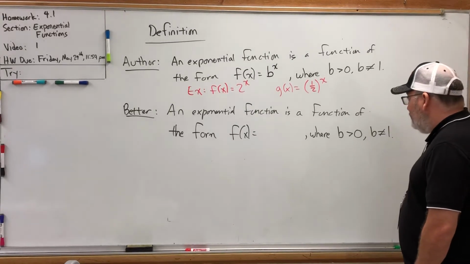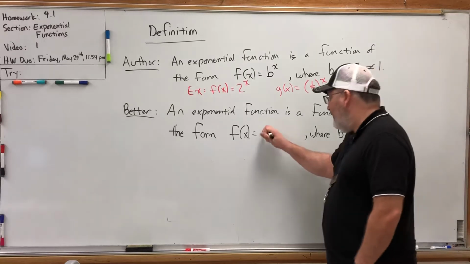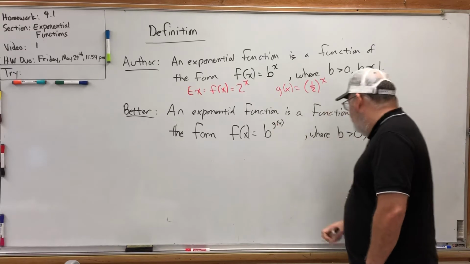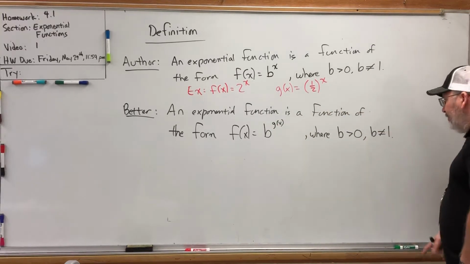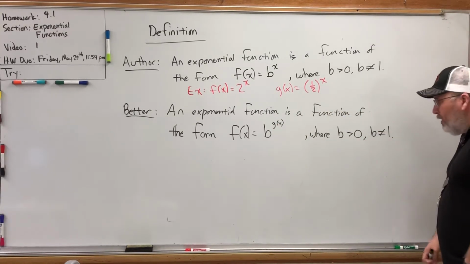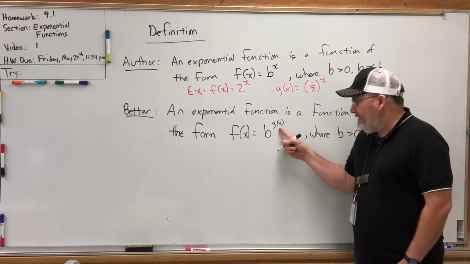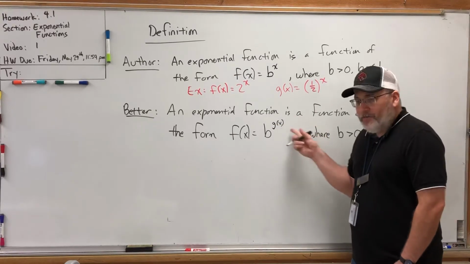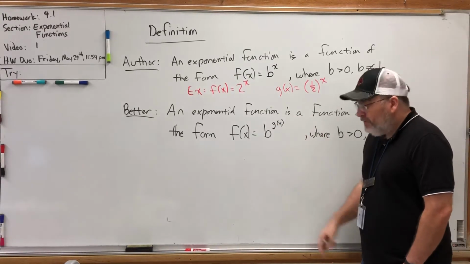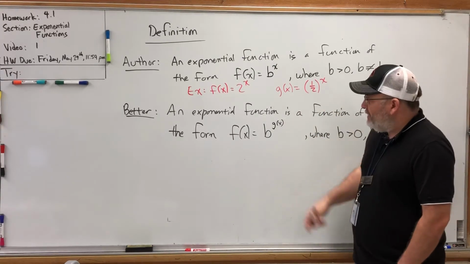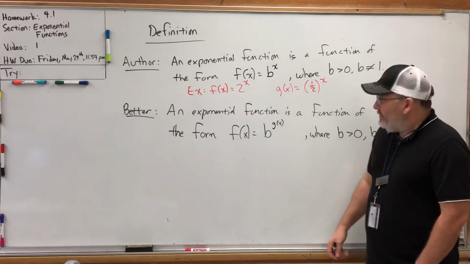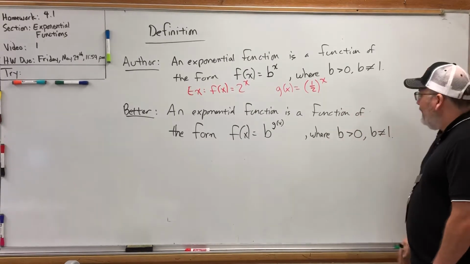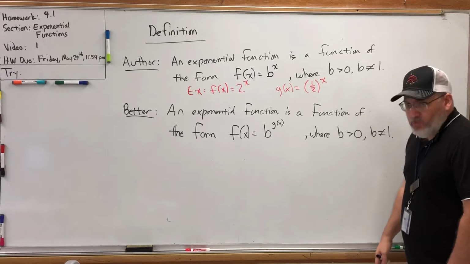An exponential function is a function of the form f of x equals b to the g of x power, where b is greater than 0, so it's positive, and b is not equal to 1. And what this implies is that not only is the x in the exponent, but there may be other things done to it. The consistent thing between these two definitions, there are several things. Number one, the base requirements are the same. The base must be positive, and it's not allowed to equal 1. We'll see why eventually.